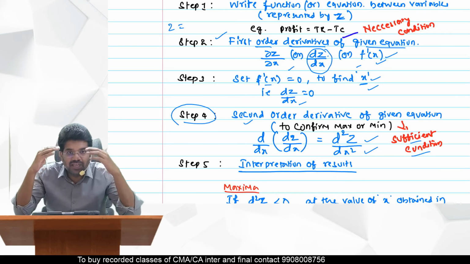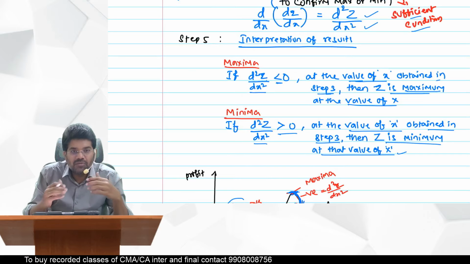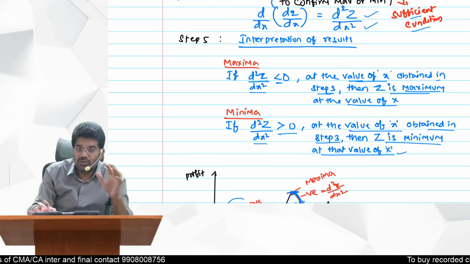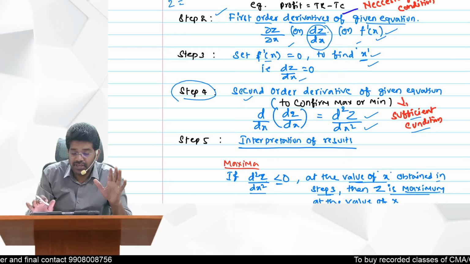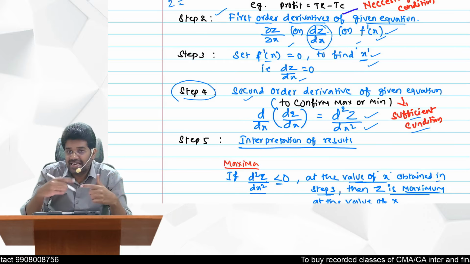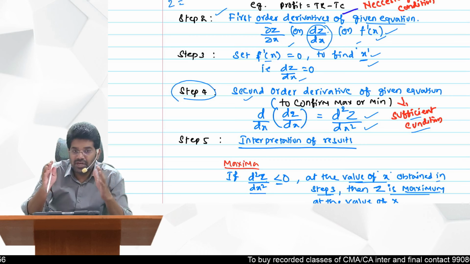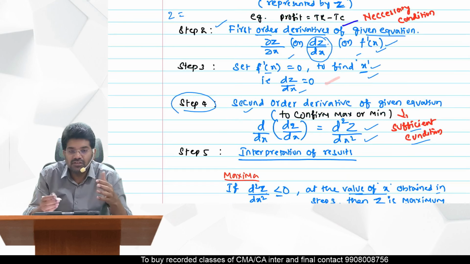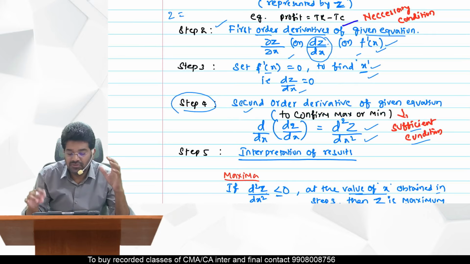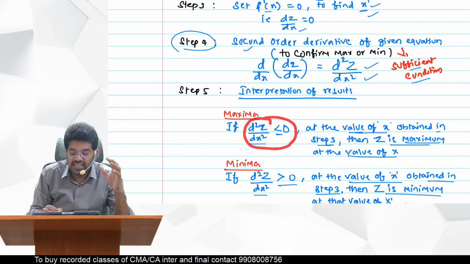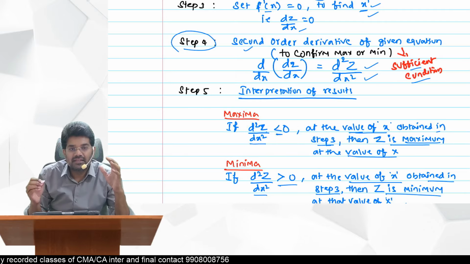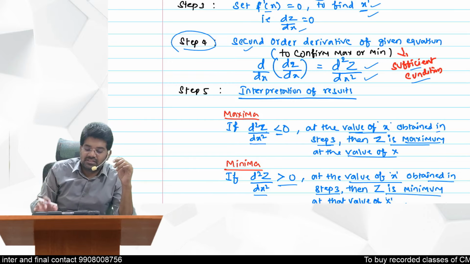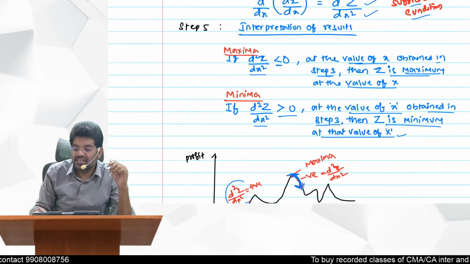How can we check that? This is the condition. One more important point here: step number 4, we are doing a second time derivative now. Whatever equation you get, in that you substitute the x value we got in step number 3. If that value is less than 0, then you can confirm that it is the maximum point. If it is greater than 0, then it is a minimum.